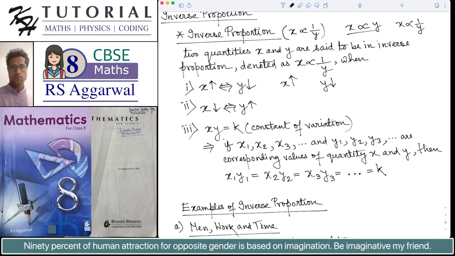In that case, we must have x1 y1 equal to x2 y2 equal to x3 y3, and all these values, that is the products of x1 y1, x2 y2 and x3 y3, will be equal to the same constant k, where this k is known as the constant of variation or constant of proportion. So this is the concept about two quantities x and y when they vary inversely, or when they are in inverse proportion or inverse variation.